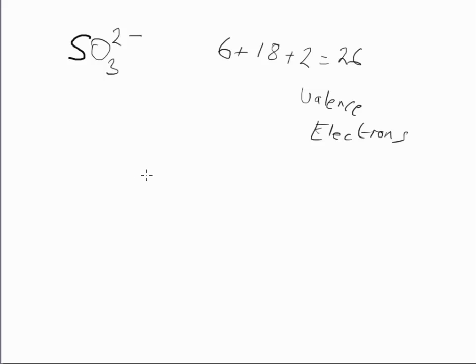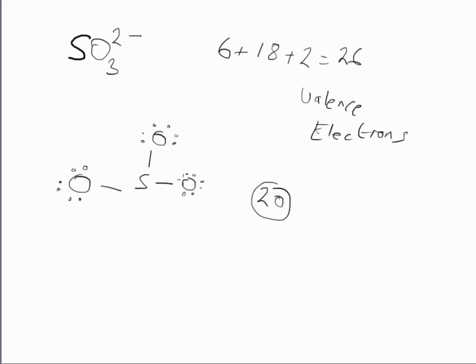So let's draw our Lewis structure. We'll start off with our sulfur, and we're going to bind that to 3 oxygens. So that's 2 in this bond, 2 in this bond, and 2 in this bond. So we end up with 20 valence electrons still left to account for. Each of these oxygens needs 6 electrons to make the octet. 2 here, 2 here, 2 here, and 2 here.